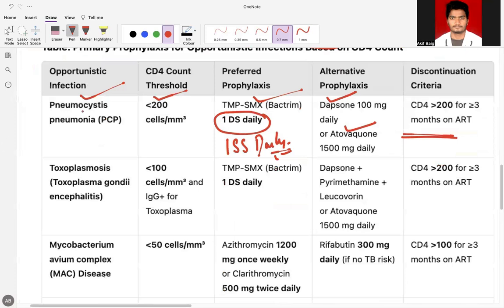Similarly, for toxoplasmosis, the threshold says that less than 100, you should start. And similarly, if the CD4 count is more than 100, that is 200, for more than 3 months, you can stop the therapy. And the drug is the same for both of them.